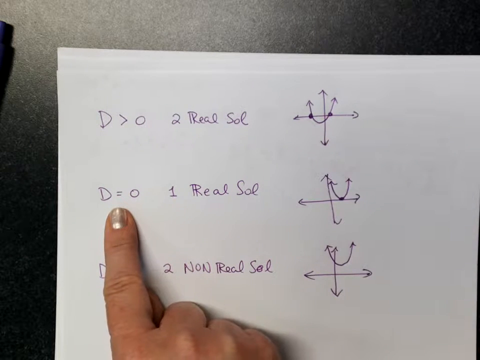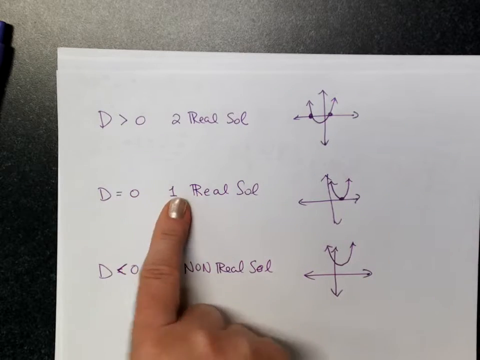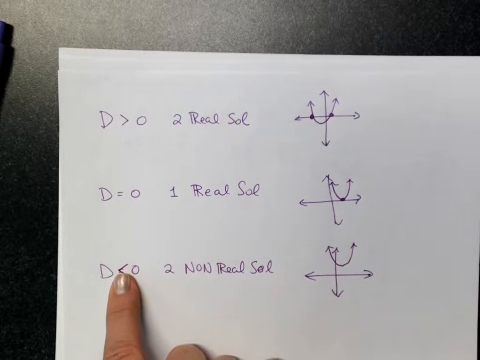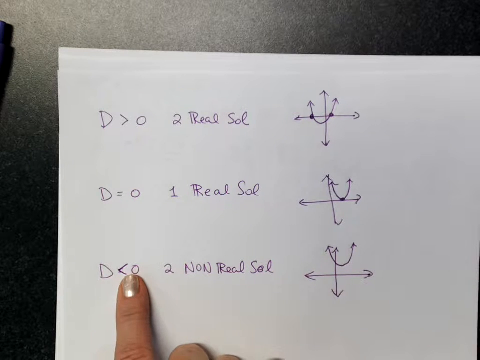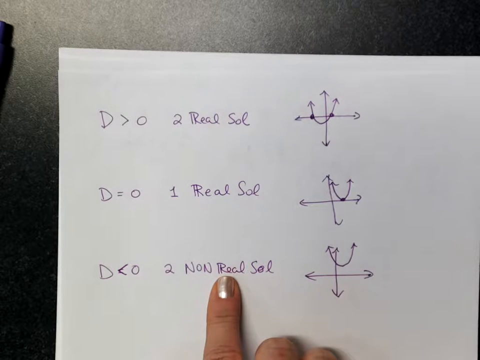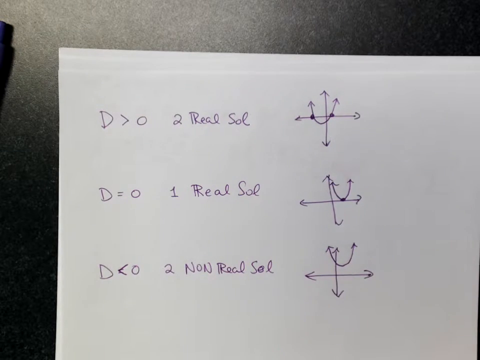Now, if d equals 0, as we point out, you have one real solution. And that gives you a parabola that hits the x-axis and turns back around. So it only has one x-intercept. If you have d less than 0, that means you have a negative radicand and you have two non-real solutions. Then you do have two solutions, but they are not x-intercepts. You have a parabola that is hovering above, or if it's inverted, hovering below the x-axis. It doesn't touch the x-axis.